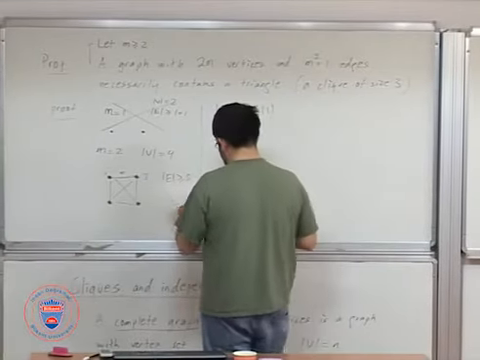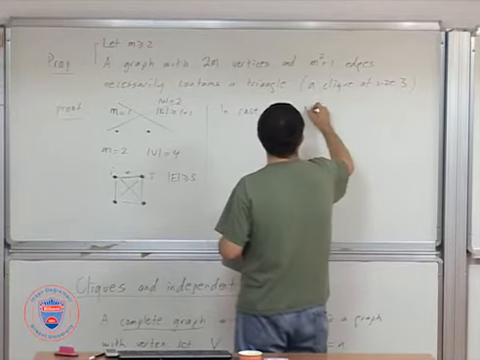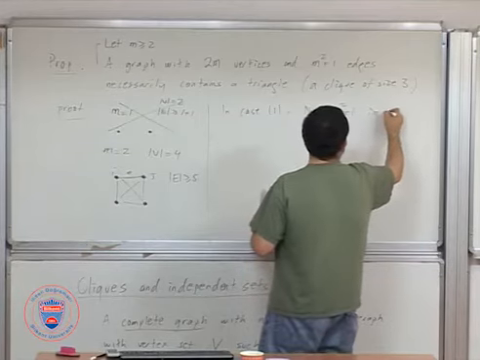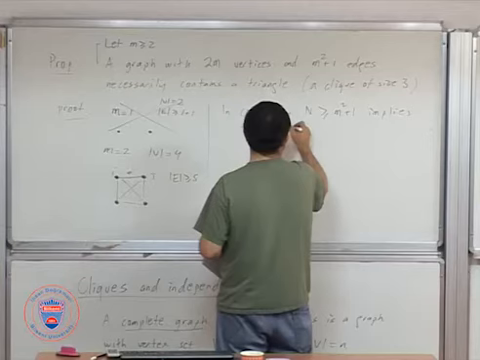So let's write this. In case 1, n bigger than or equal to m squared plus 1 implies that there's a triangle in the subgraph.